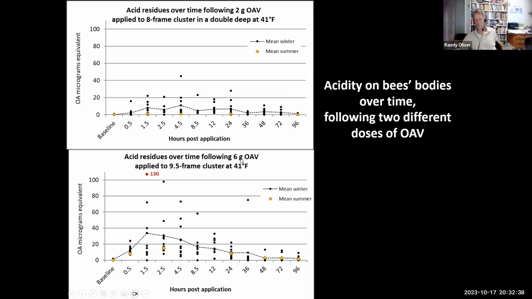Here's 6 grams per double deep, 3 grams per brood chamber, 3 times the allowable dose on a 9 frame cluster. Here's summertime treatment, lower, but with wintertime application, here's a bee with 130 up here. So you get these for your first 12 hours. You've got some bees up here with much higher doses, and this is probably how it's killing the mites. And even the average is up here in the 30 range, which is pretty good. So this is evidence based upon titration of the actual amount of acid on the bees' bodies, which explains the lack of mite control at this dose.